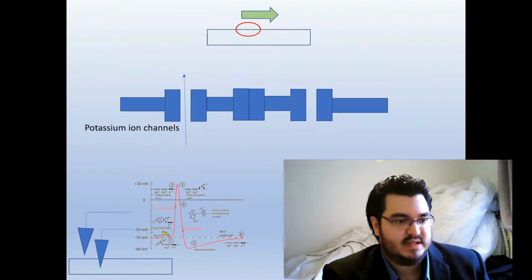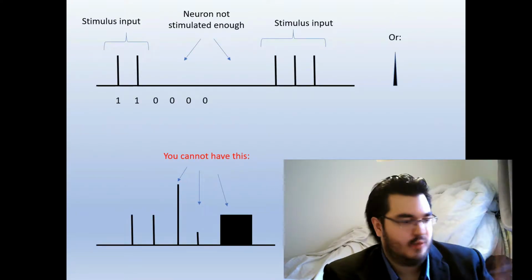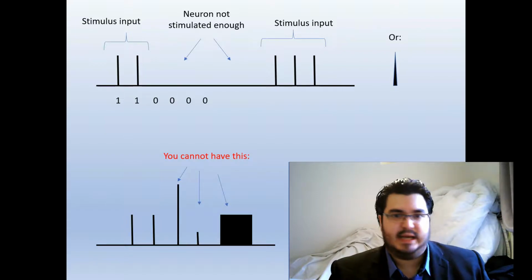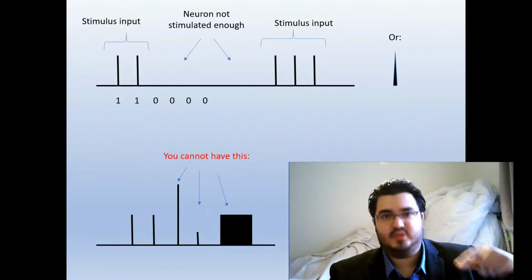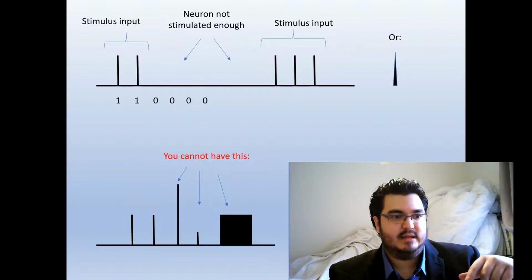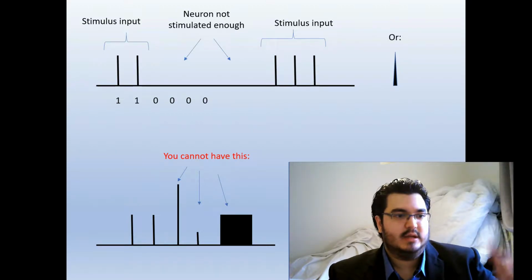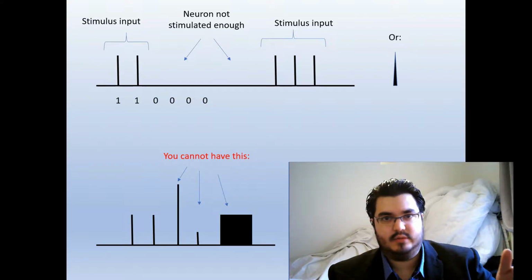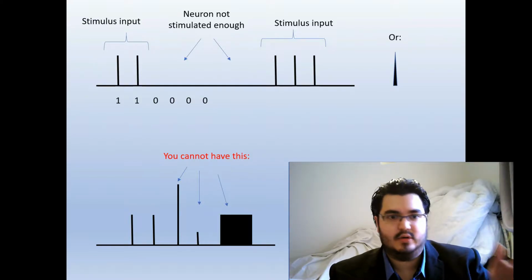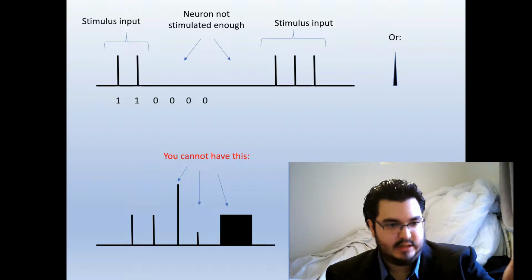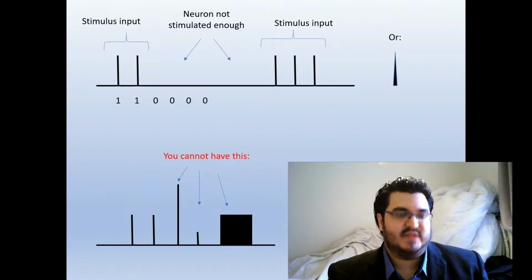These are ion channels, open and closed. You get a stimulus input, and if it reaches a threshold, it fires one action potential. If there's still a stimulus, again another action potential: 1, 1. If it's not stimulating enough, 0. It's not a fraction. It's 0 or 1. So 1, 1, 0, 0, 0, 0, and then again 1, 1, 1 with the stimulus input.